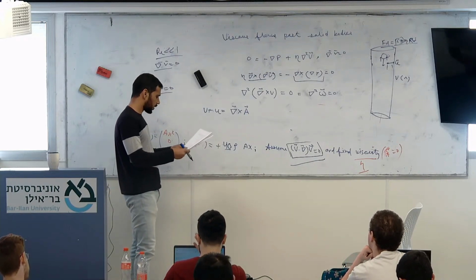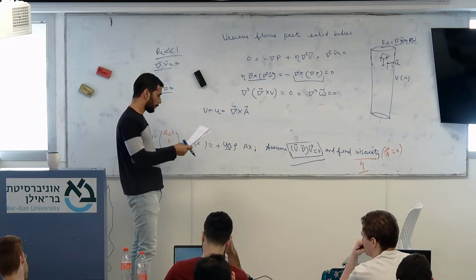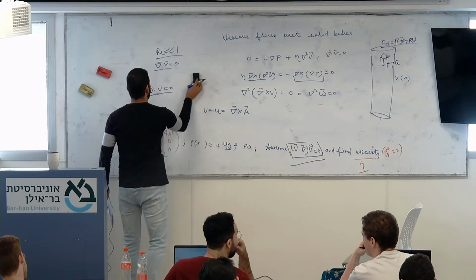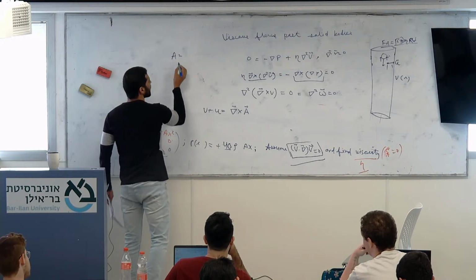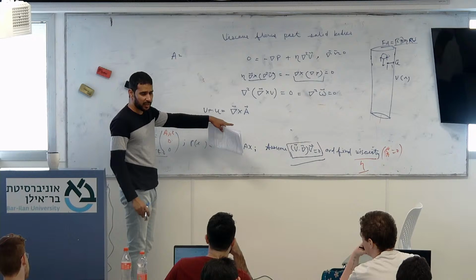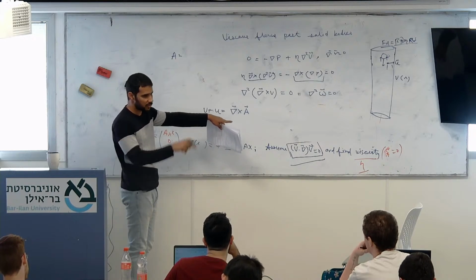Curl of A. A is further defined as... Now, what is the nature of this A? A can only be a function of r, the distance.